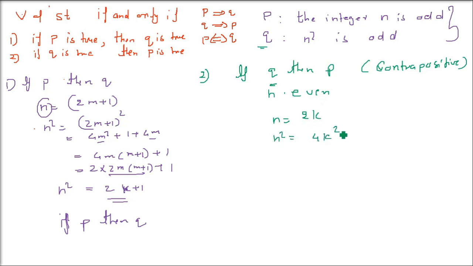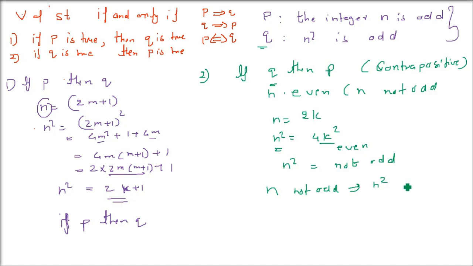Let us square it. n square is 4k square. So n square will be 2 into 2k square, that is, n square is even. So n square is even, that is, it is not odd. When we started with n as even, that is, n is not odd, n square is not odd, that is, n square is even. So when we said n is not odd, we actually imply n square is not odd. That is, if n is even, n square is even.